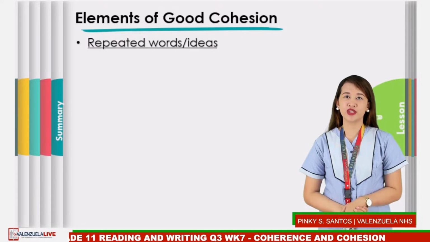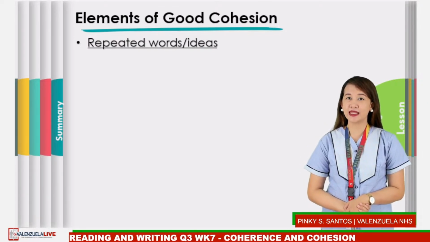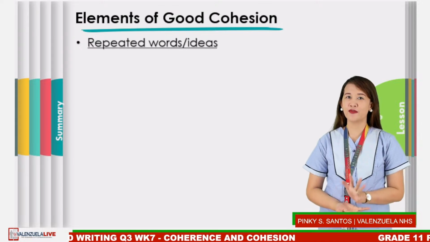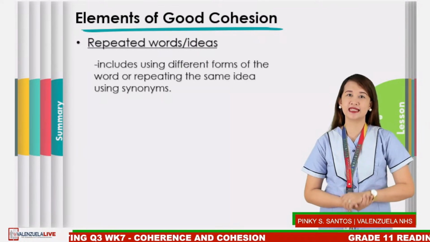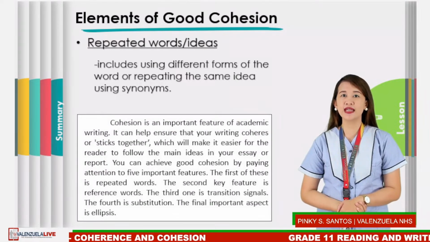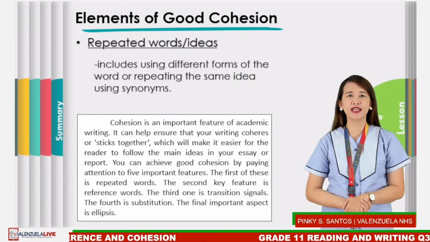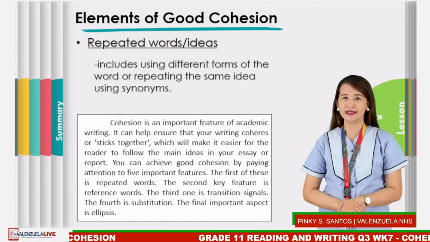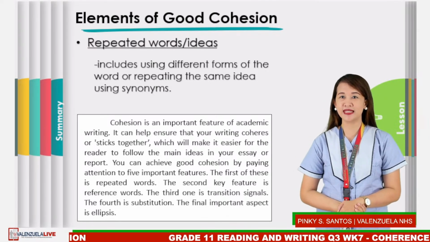Another way to achieve cohesion is by repeating words. This includes using different forms of the word or repeating the same idea using synonyms. Let's take a look at the same paragraph and underline the similar words or ideas that are repeated. I'm giving you 5 seconds to do it.